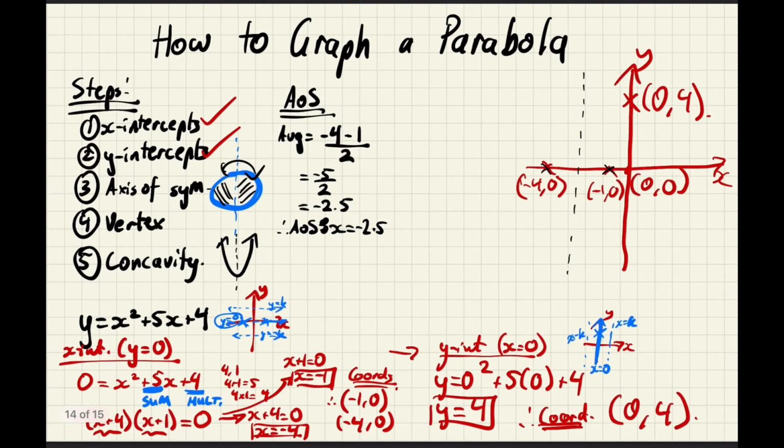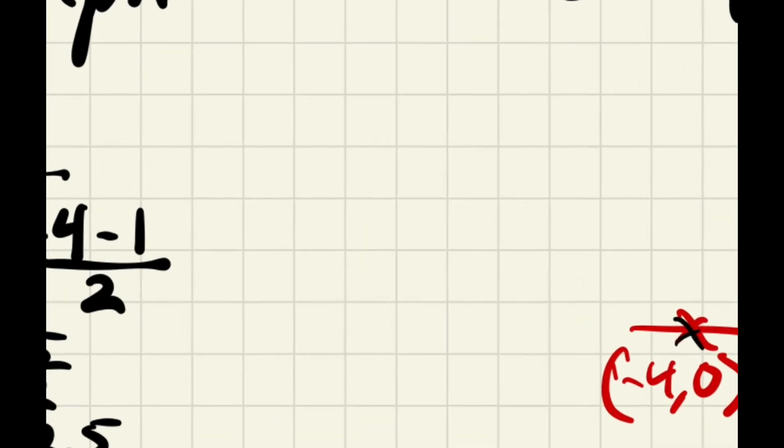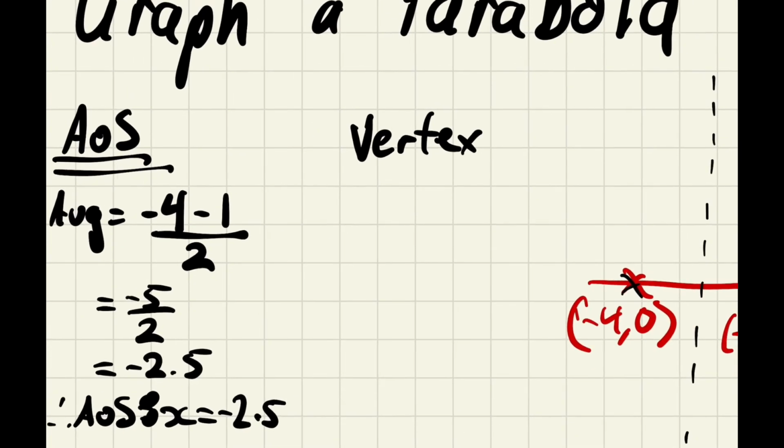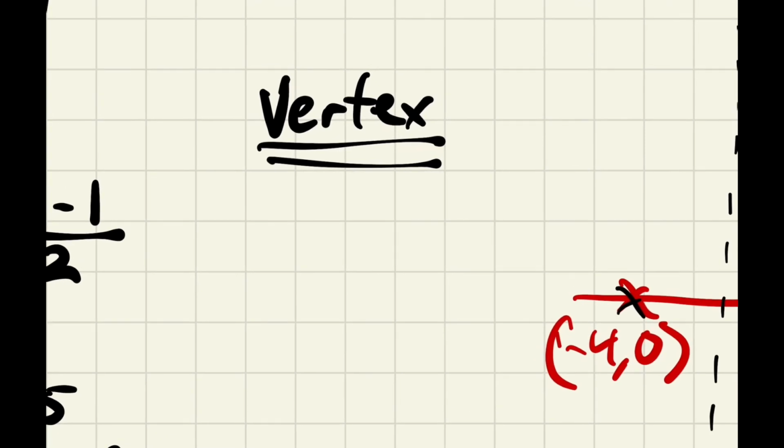Okay, let's go back over here. So we know our axis of symmetry is going to be x is equal to -2.5. The next thing we need to do is to find our vertex. Okay, so let's go over here, our vertex. And the way we find our vertex is that we simply take what our axis of symmetry is and we substitute it into our quadratic equation to find what the corresponding y value is at that point.